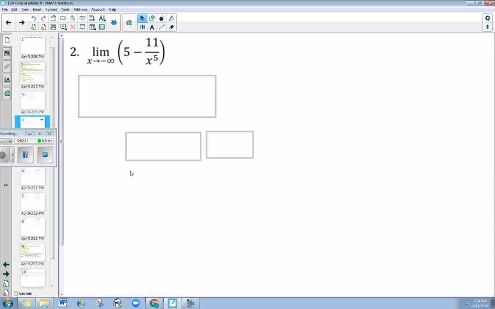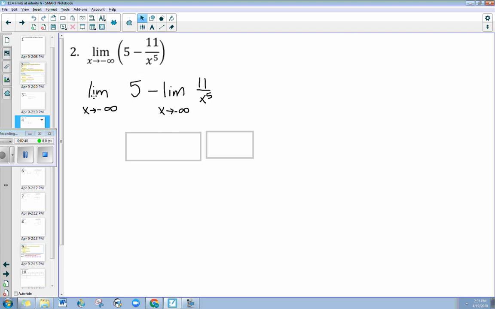Next one we're subtracting here. Limit as x goes to negative infinity of 5 minus 11 over x to the 5th. Splitting it up again, one piece at a time. Limit as x goes to negative infinity of 5, well, that's 5. Limit as x goes to negative infinity of 11 over x to the 5th, well, the denominator wins, I believe is how I said it before, right? Larger degree, and so that would be 0. So 5 minus 0, right? The minus sign comes down, gives us positive 5.